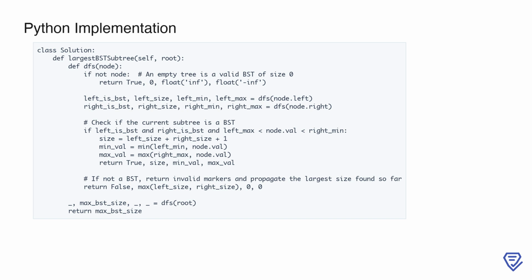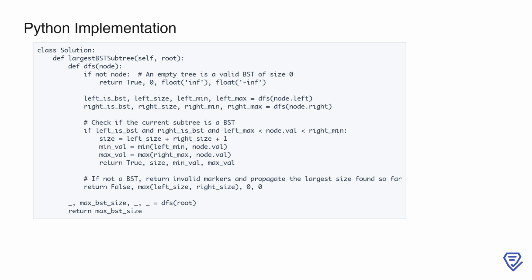4. Update results. If the current subtree is a BST, calculate its size as left_size plus right_size plus 1. Update the minimum and maximum values for the subtree. 5. Handle non-BST cases. If the subtree is not a BST, propagate the maximum size found so far from either the left or right subtree. 6. Final result. The DFS function computes the size of the largest BST subtree as part of its return values. The largest BST subtree function simply extracts this size and returns it.